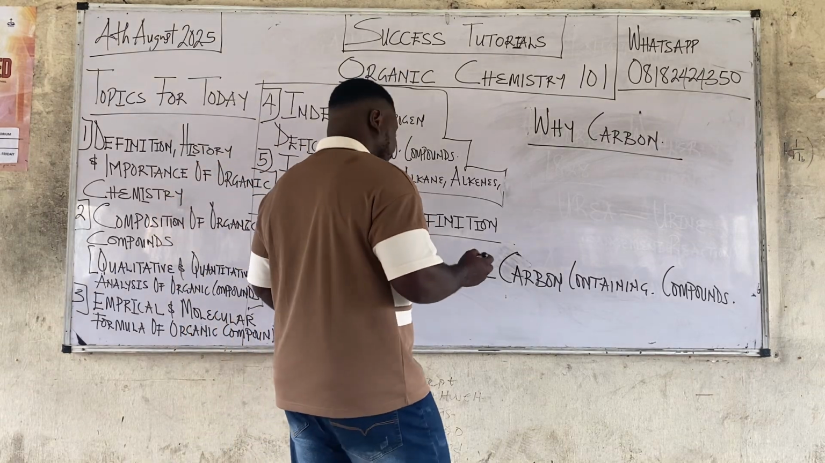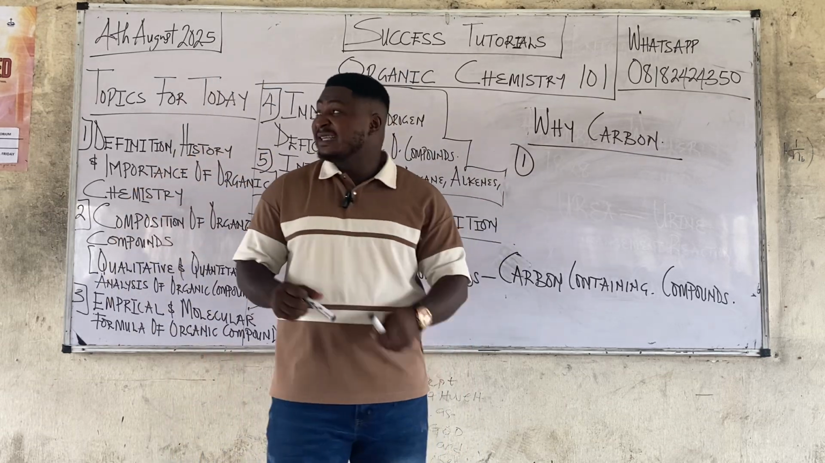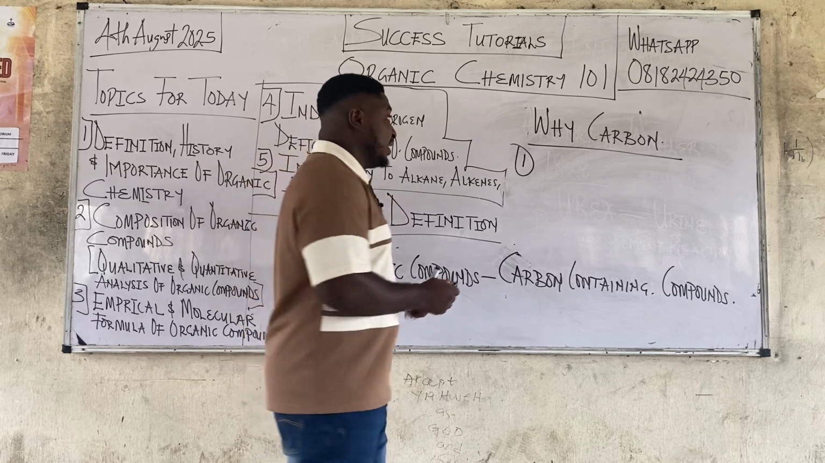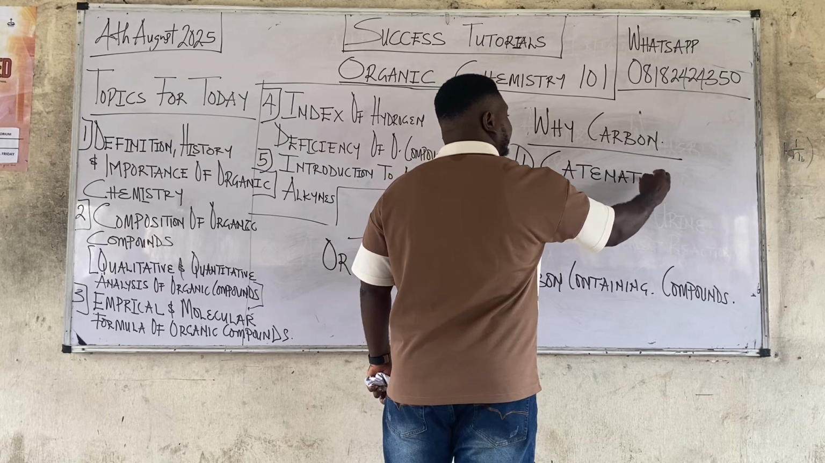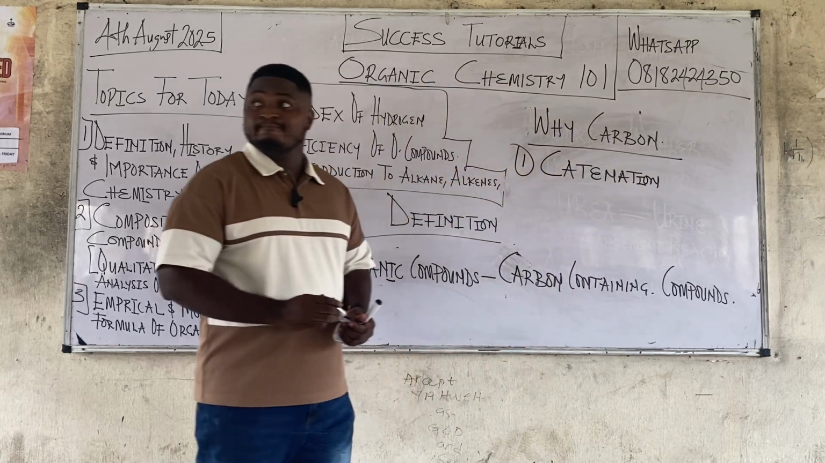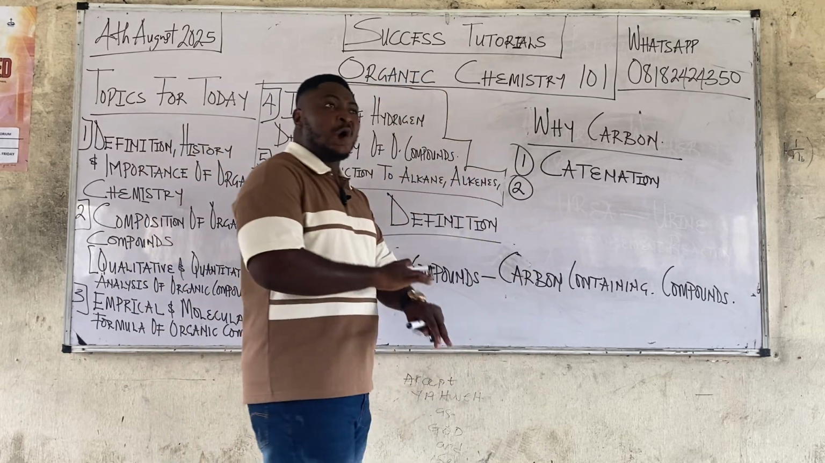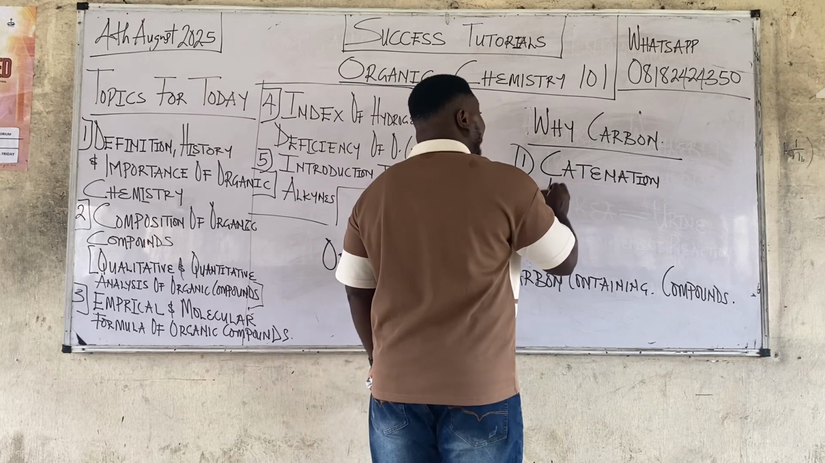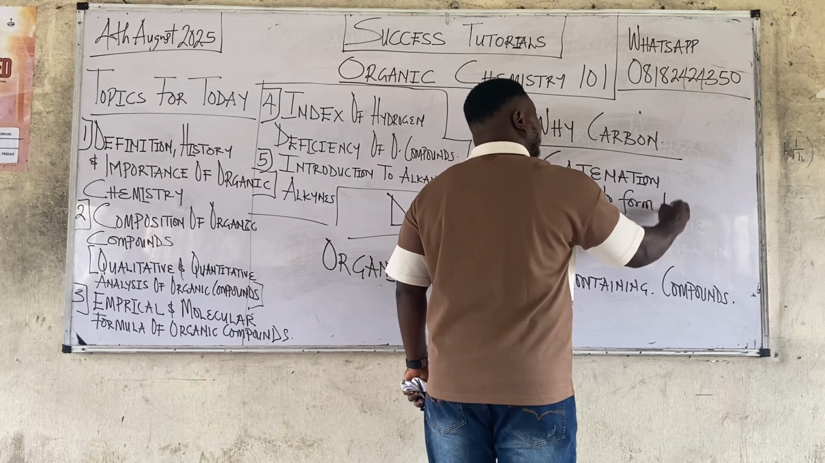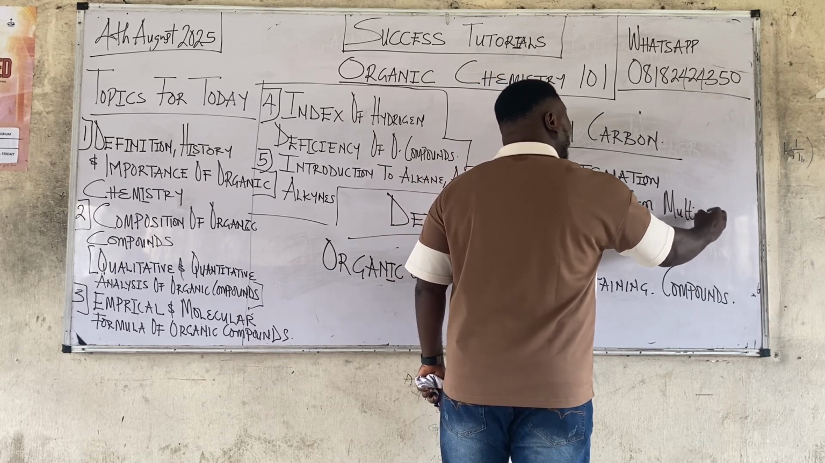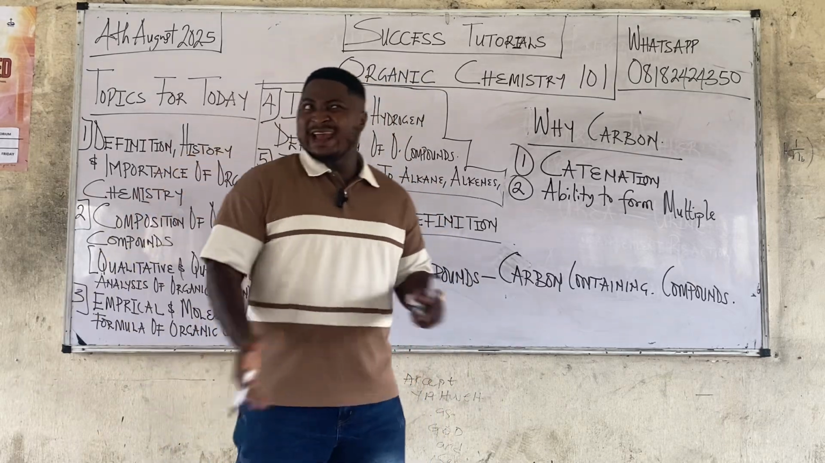Why carbon? Number 1, the most important special property of carbon that makes it found in all organic compounds is catenation. Number 2, another property of carbon that makes it found in all organic compounds is the ability to form multiple bonds. Class, carbon is so special that it has a family that has single bonds, another family that has double bonds, and another that has triple bonds. No other element is versatile like that.